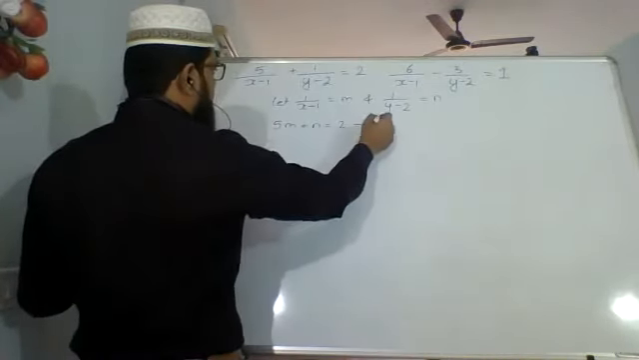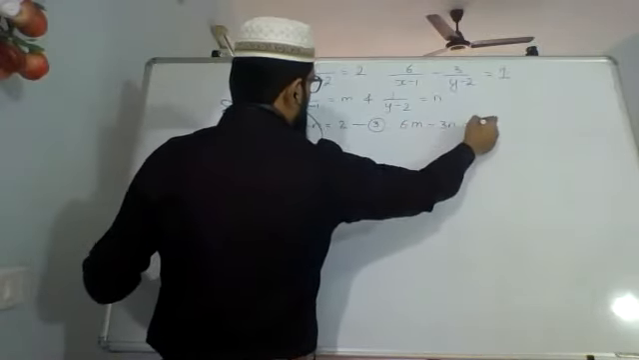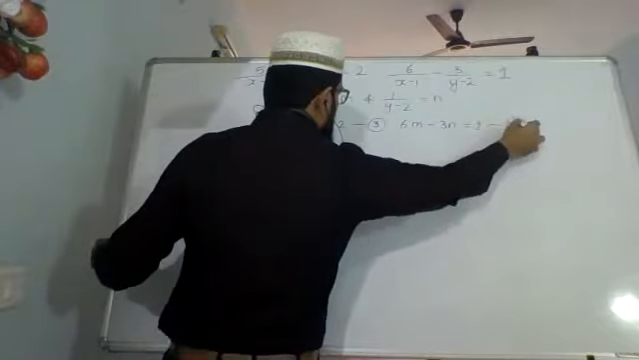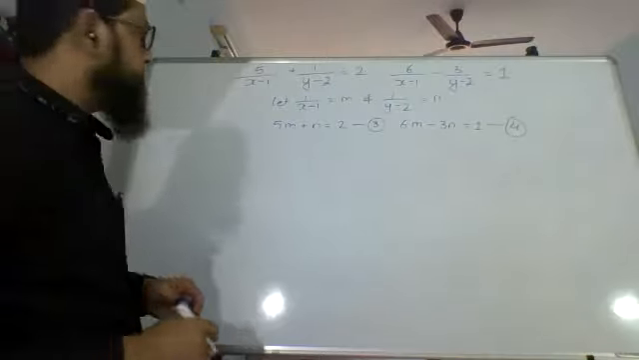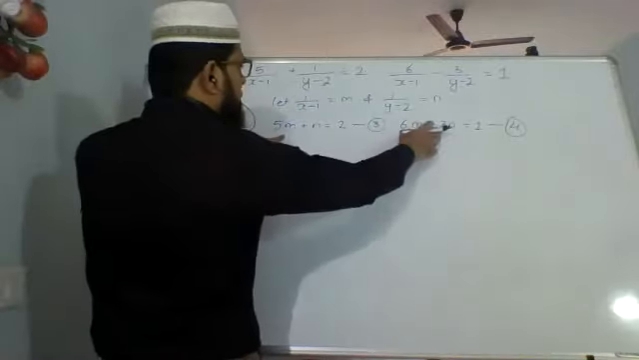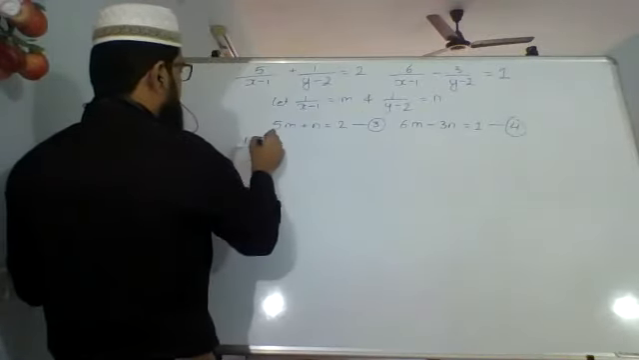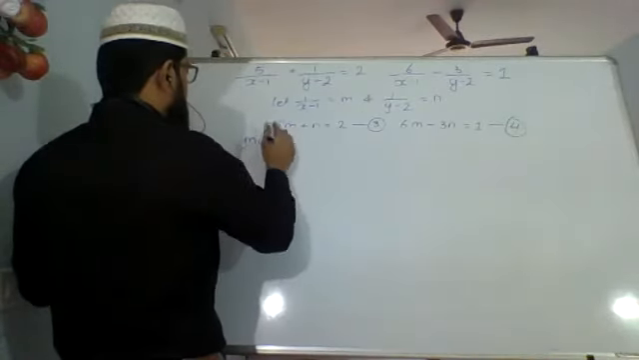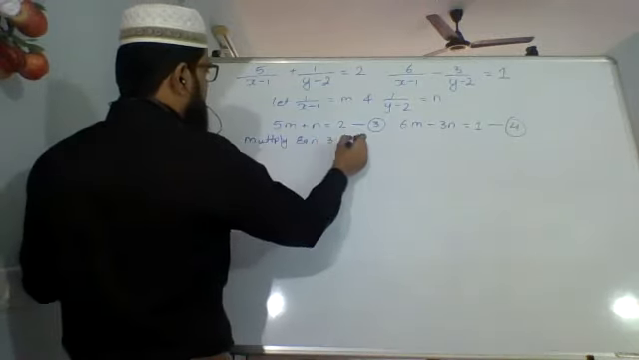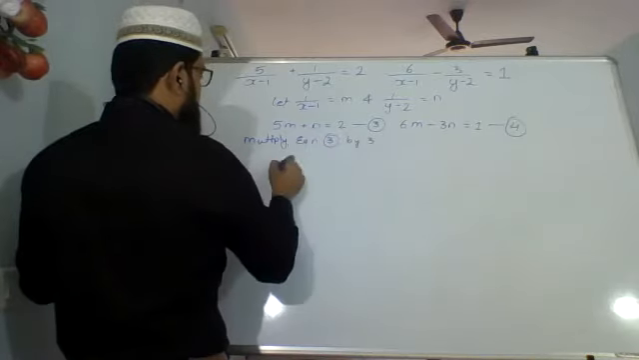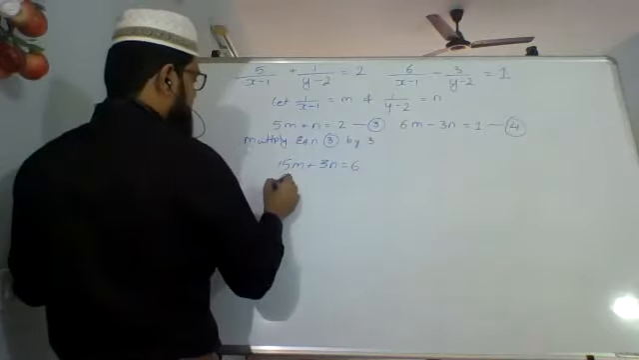So 5m plus n equals to 2. That is your third equation. And 6m minus 3n equals to 1. This is your fourth equation. Okay, so you get equations 3 and 4 from here. 3 से इसको multiply कर लो, so you will get this. So you will say multiply equation 3 by 3. So 15m plus 3n equals to 6.